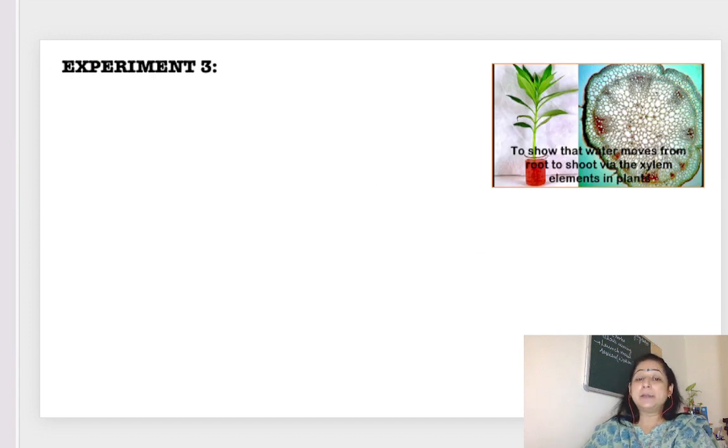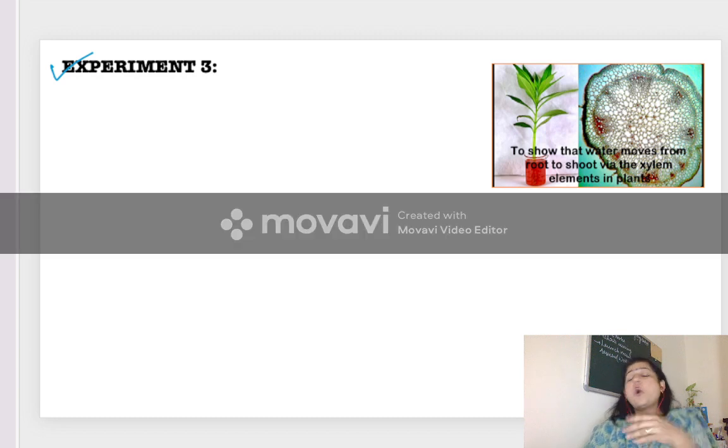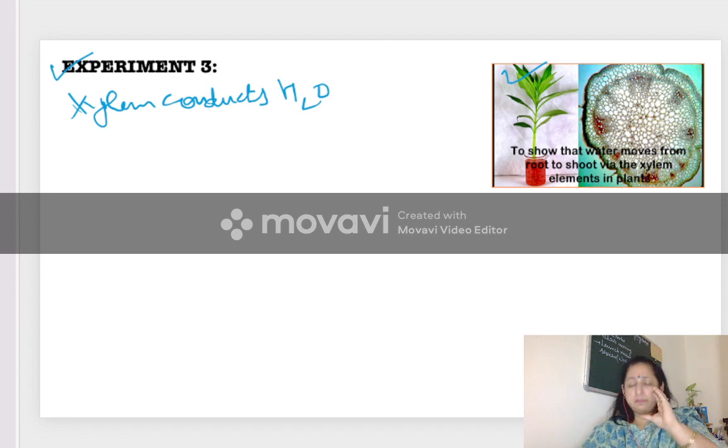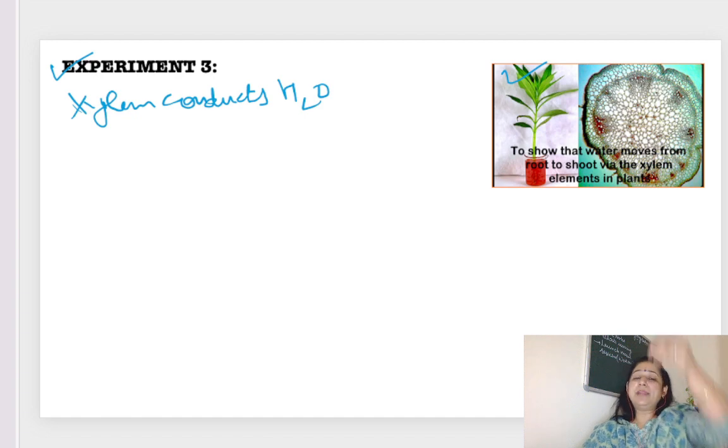Now we have experiment number 3 from the same chapter. This experiment is to show that xylem conducts water. How do we do it? Very, very simple. This you can do at your homes also. We take a stick. You can take a flower stick, any rose stick, and keep it in a glass, put some color in it, maybe ink, or potassium permanganate, or any red color which changes the color of the water, and then place that stick in it.